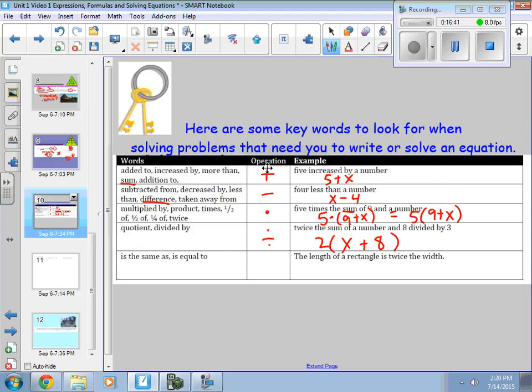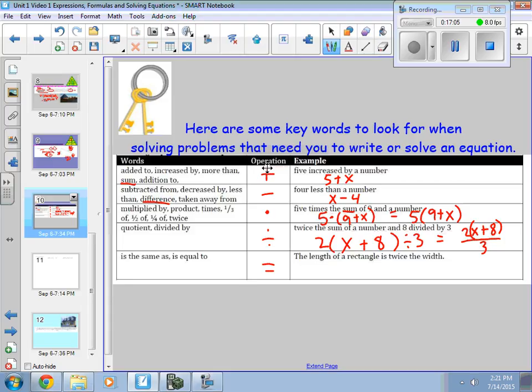And then the whole thing is being divided by 3. So divided by 3. Another way we could write this is as a fraction, divided by 3. You could also write it that way. All right, last thing: "is the same as" is equal to. "Is" usually means equals in these problems.